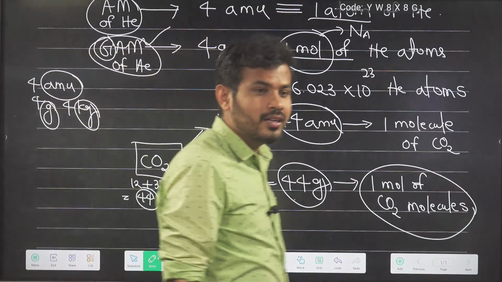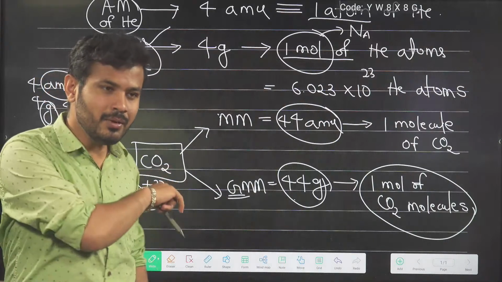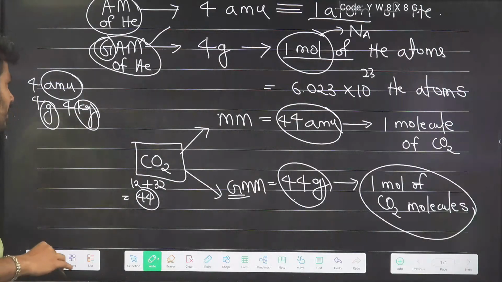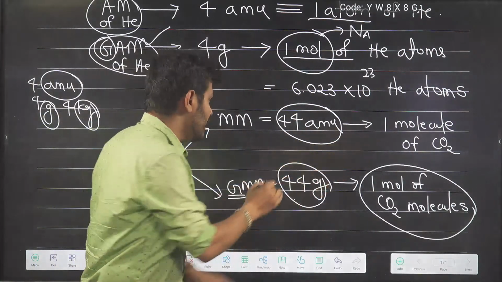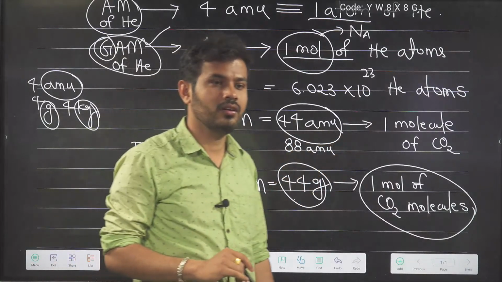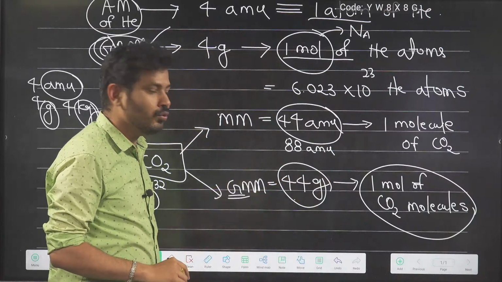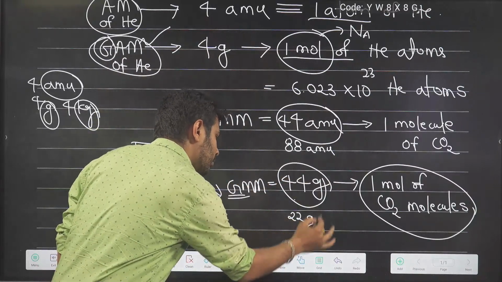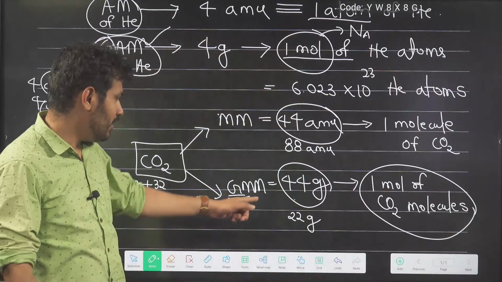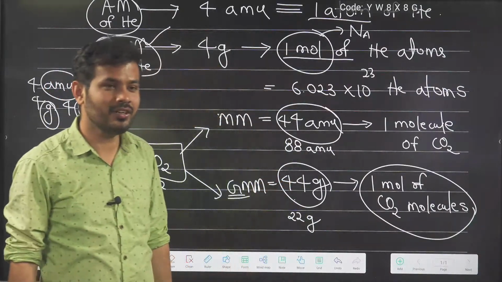Can I take it that you understood this example? This is similar to NH3; I have taken the CO2 example. Yes, very good. If 44 AMU is 1 molecule, if I say 88 AMU, how many molecules? Yes, it is 2. Similarly, 44 gram is 1 mole of molecules. If I say 22 gram, how many molecules? Correct, half. It is not 2, it is half.